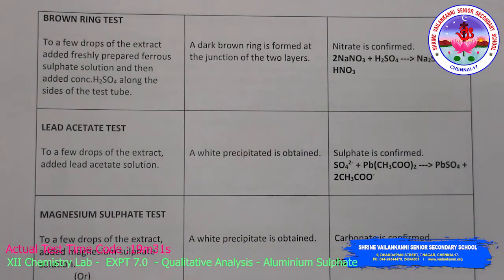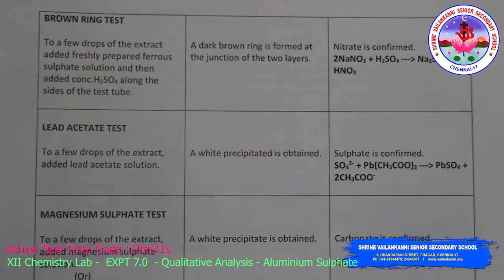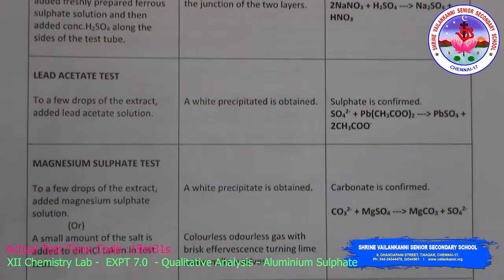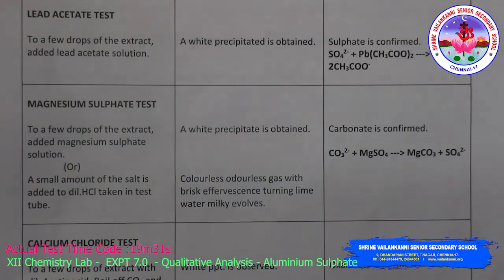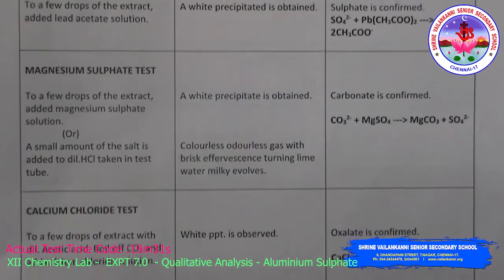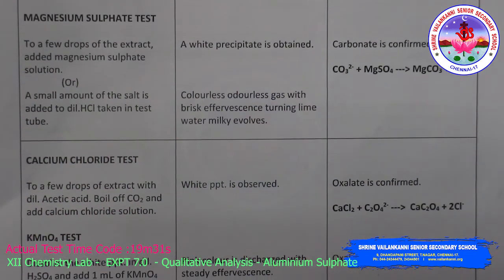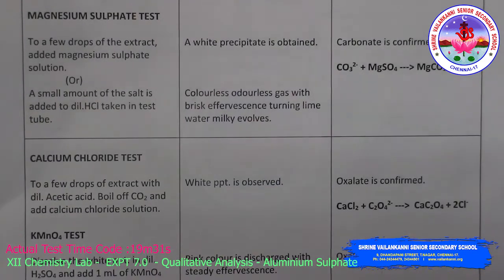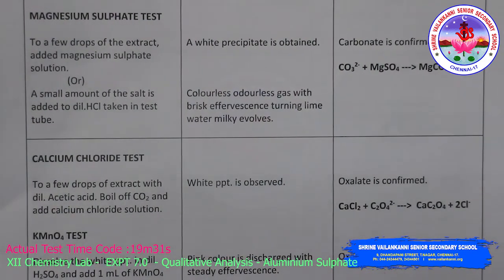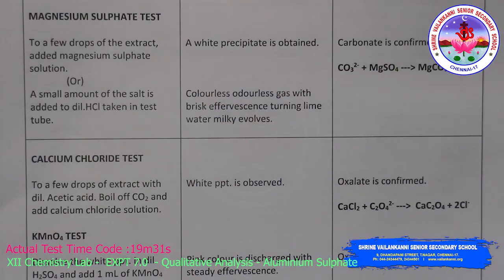Then the lead acetate test: to the extract add lead acetate solution; a white precipitate is obtained, so sulphate is confirmed. Then the magnesium sulphate test: to a few drops of extract add magnesium sulphate solution; a white precipitate is obtained, so carbonate is confirmed. Or, add a small amount of the salt and dilute HCl in a test tube. A colorless, odorless gas with brisk effervescence turning lime water milky evolves, which also indicates carbonate.